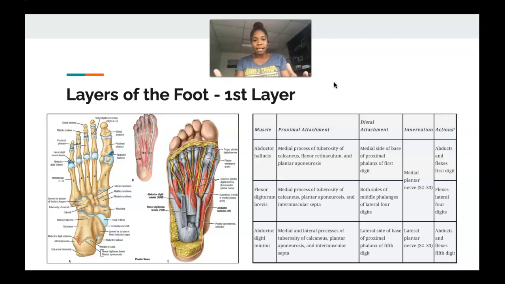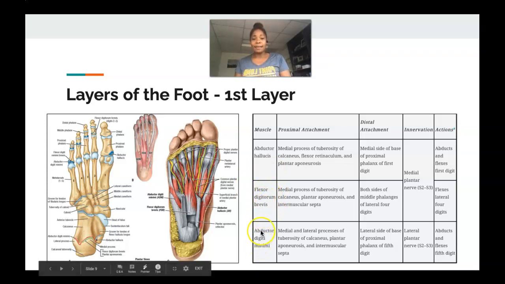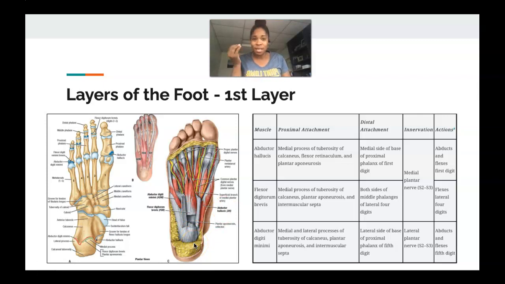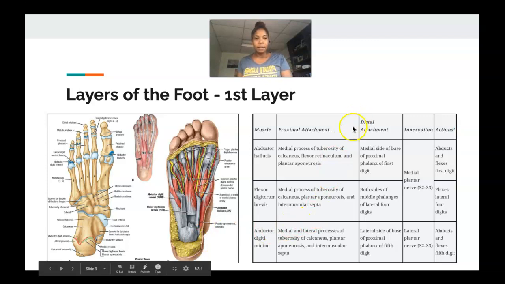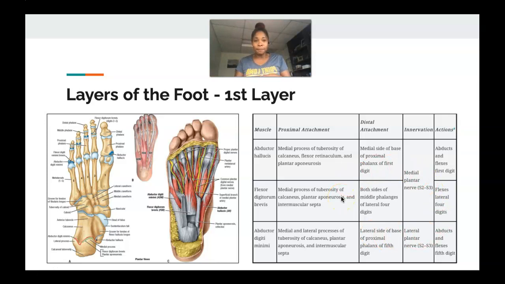So in the first layer of the foot, you'll see it on this table here. We have the adductor hallucis muscle. We have the flexor digitorum brevis, and we have the abductor digiti minimi. And you can kind of see these here, but you're not going to see them until you really see them in a cadaveric specimen. So we'll do that in our sync session or in class so that you guys can actually see what they actually look like.